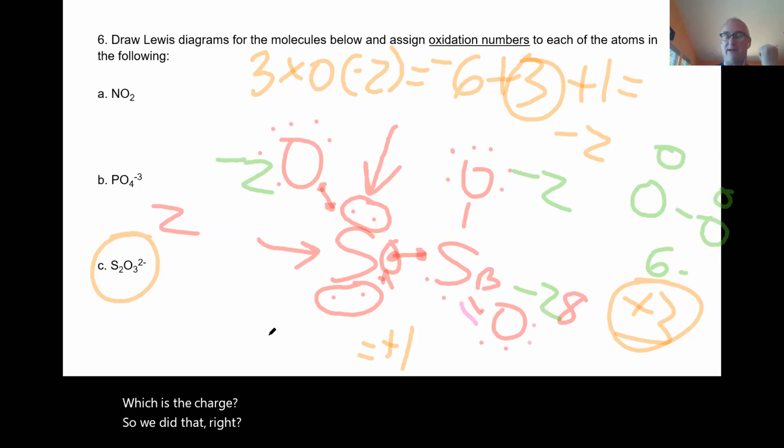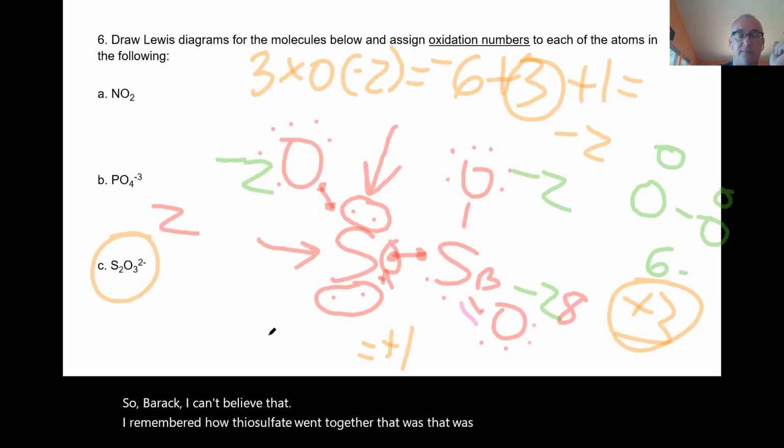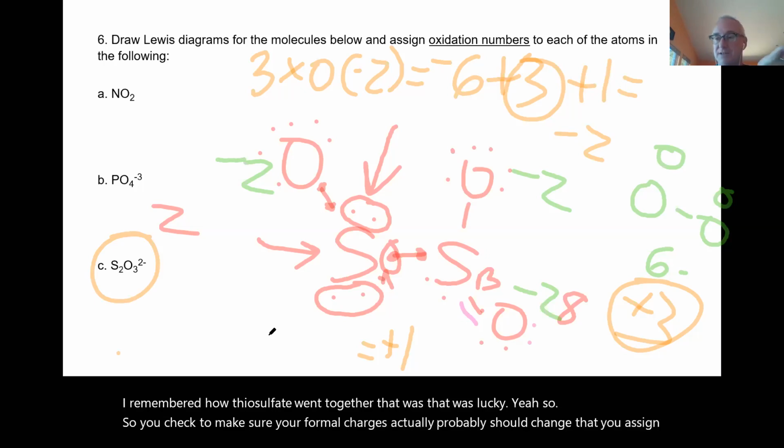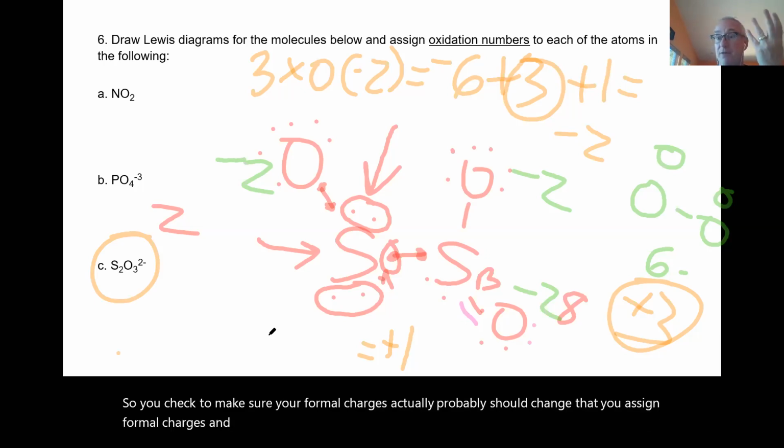So man, I can't believe I remembered how thiosulfate went together. That was lucky. So you check to make sure your formal charges, actually, I probably should have changed that, you assign formal charges and oxidation numbers, and make sure you get the same number each time. So I'll leave you with that.